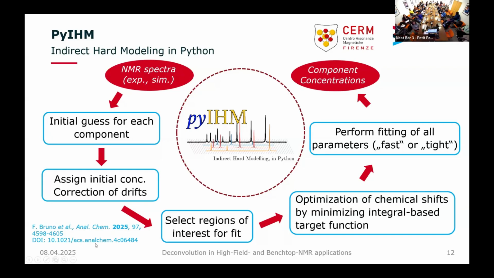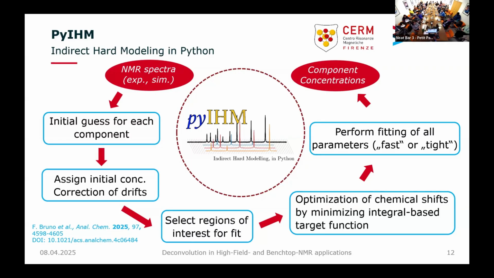I don't want to go too much into detail, but basically it's the same principle that I just showed you. We have an initial guess for each component. This can be done by experimental spectrum, but also by simulated spectrum, and I will come to that in a moment. And we select the regions of interest and optimize first the chemical shift, which is more like an alignment. This is also a very interesting optimization problem, because especially if you have very sharp peaks, you can have a lot of local minima, so it is interesting to align these before optimizing all the parameters to get component concentrations.